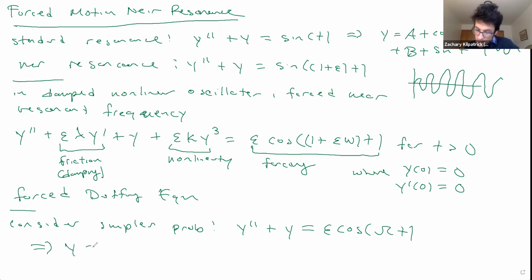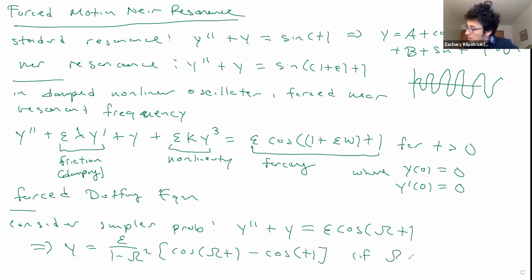We get y is equal to epsilon over 1 minus omega squared times cosine of omega t minus cosine of t, if omega is not exactly equal to plus or minus 1. So you get your forced oscillation, and then you have your natural oscillation of the problem, and those interact somehow.